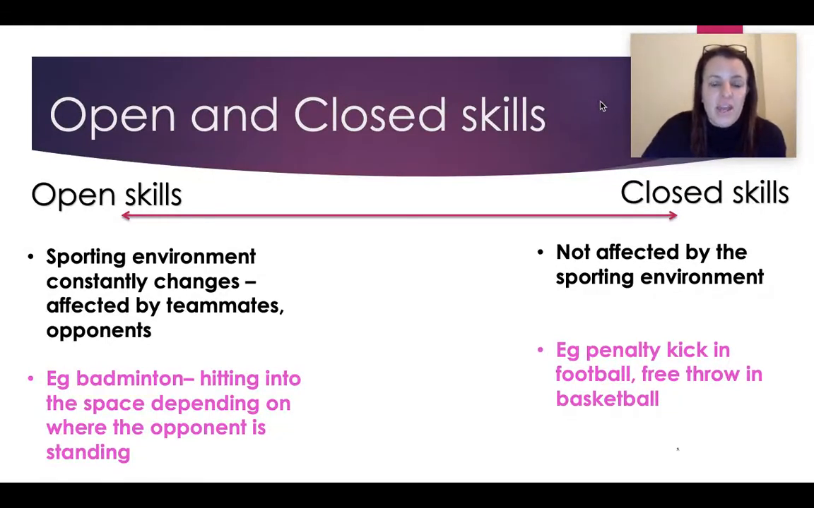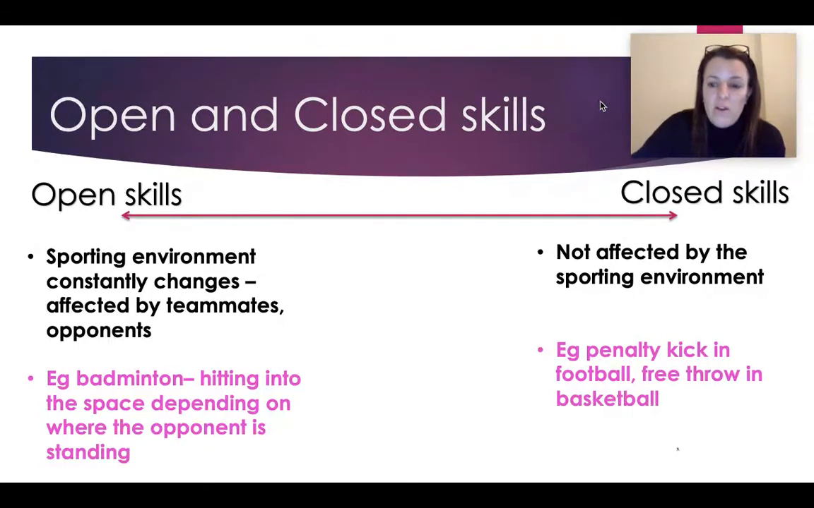Second category is open and closed skills. So when we're playing badminton, we hit the ball depending on where the opponent is standing and depending on where they have hit it to us, the shuttlecock. So an open skill is where the sporting environment constantly changes and it's affected by our opponents and also by our teammates. So in football, we will kick the ball depending on where our teammates are and where the defenders are. So those are open skills.